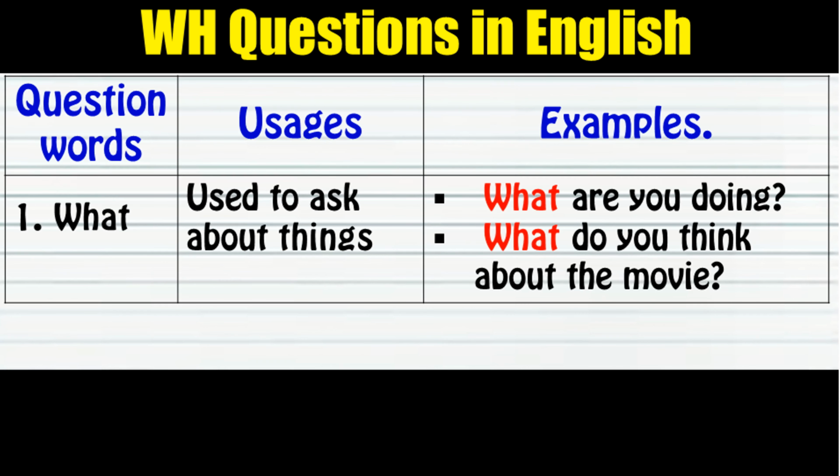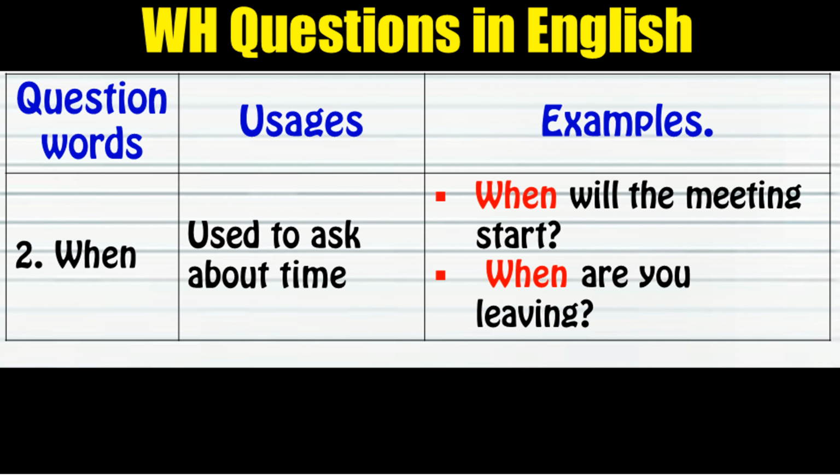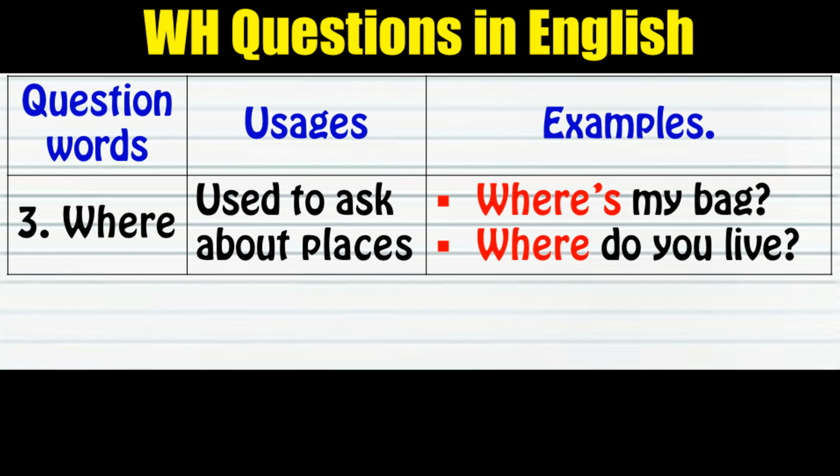Question words. Usages. Examples. 1. What? Used to ask about things. What are you doing? What do you think about the movie? 2. When? Used to ask about time. When will the meeting start? When are you leaving? 3. Where? Used to ask about places. Where's my bag? Where do you live?